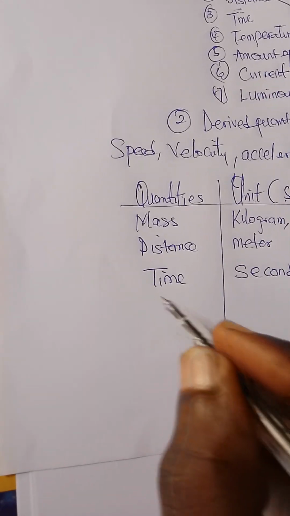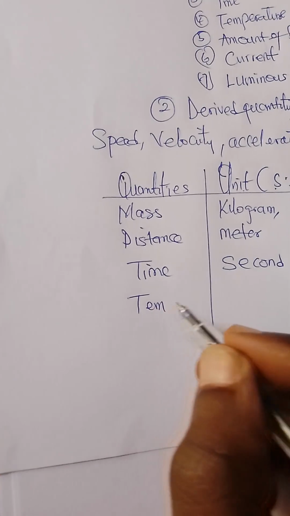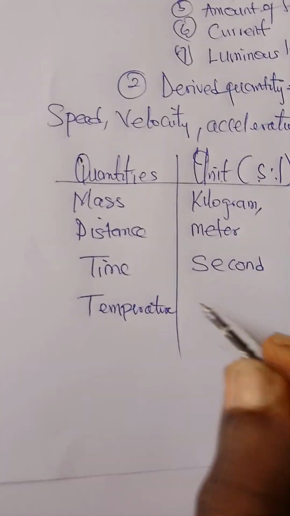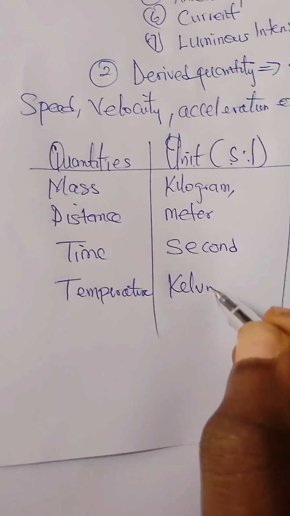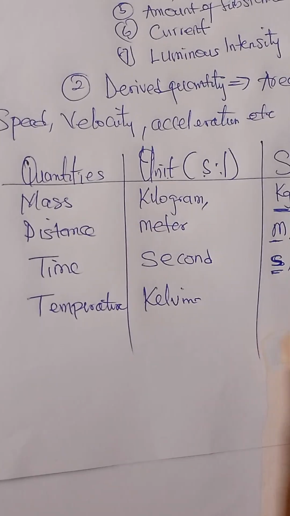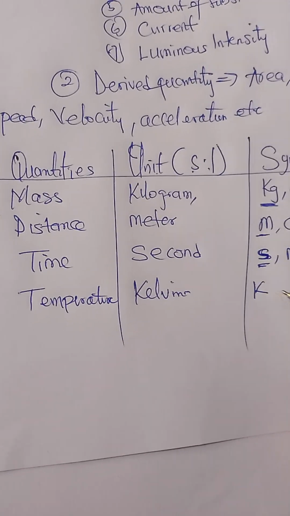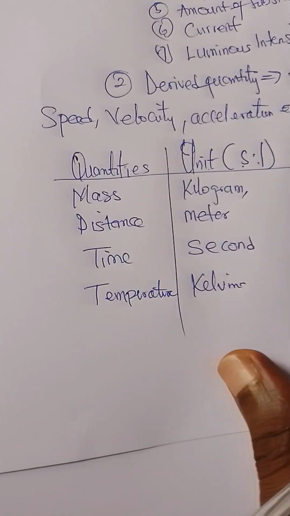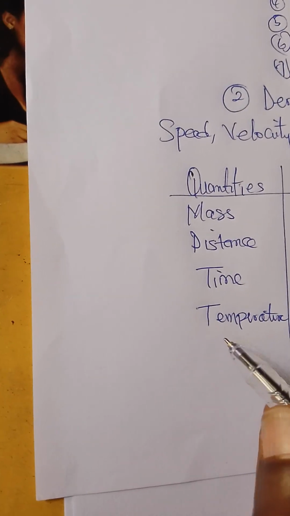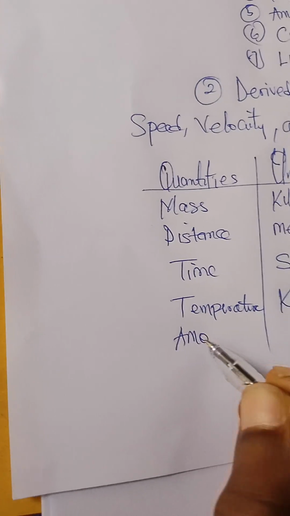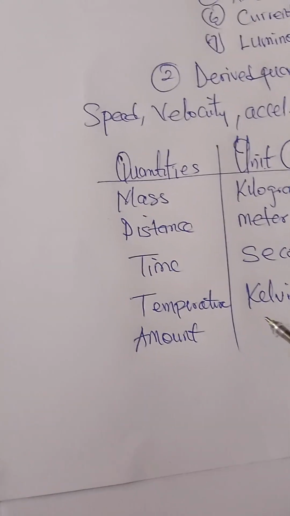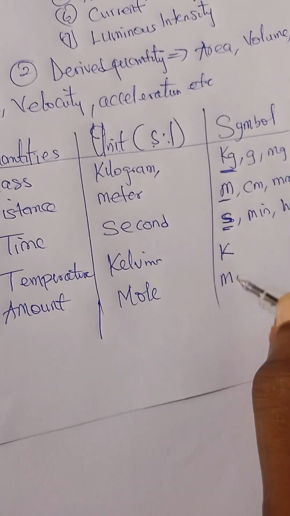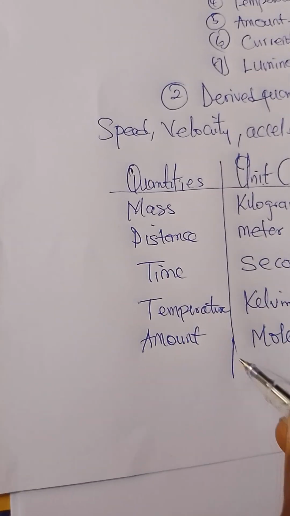We have temperature. Temperature is measured in Kelvin. That is the SI unit, which is abbreviated as K. You can also measure it in degrees Celsius or Fahrenheit. We have amount of substance. Amount of substance is measured in mole. Mole is the unit for amount of substance.